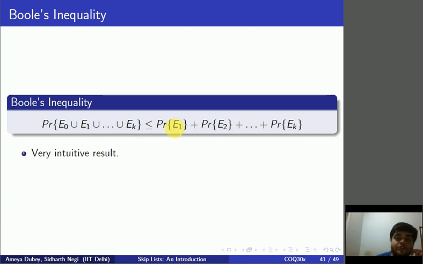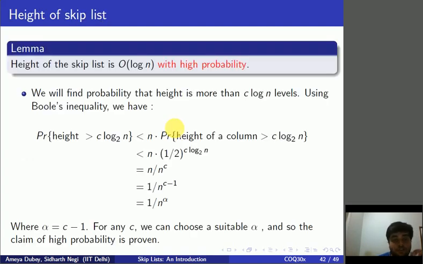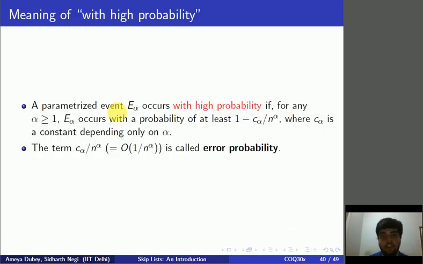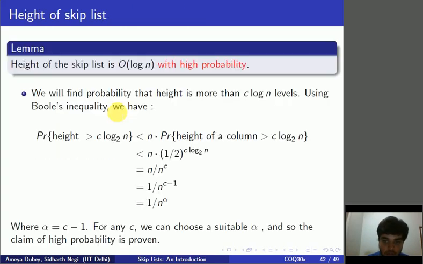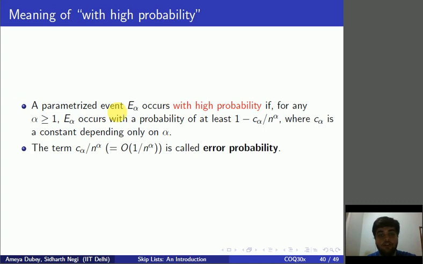Now we introduce the height of the skip list. We claim that it is order log n with high probability. We're going to use Boole's inequality here. Let's claim that the height is C log n levels. So we'll find the reverse claim. The probability of this event E alpha should be 1 minus C alpha upon n to the alpha. Now we take the event not E alpha, and we show that it has a probability of at most C alpha upon n to the alpha, and then we are done.